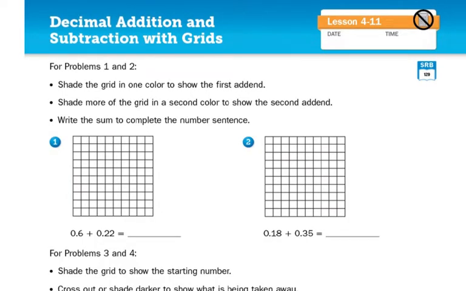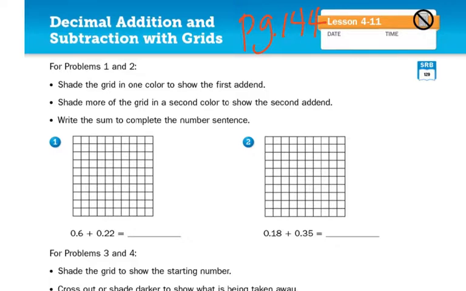So let's go ahead and practice this in our math journal. So we're going to move to math journal, page 144. Page 144. Decimal addition and subtraction with grids. Again, remember, you're filling this out with me as you'll be responsible for taking a picture and documenting that you've completed it. For problems 1 and 2, shade the grid in one color to show the first addend. Shade one more of the grid in a second color to show the second addend. So you need 2 different colors.